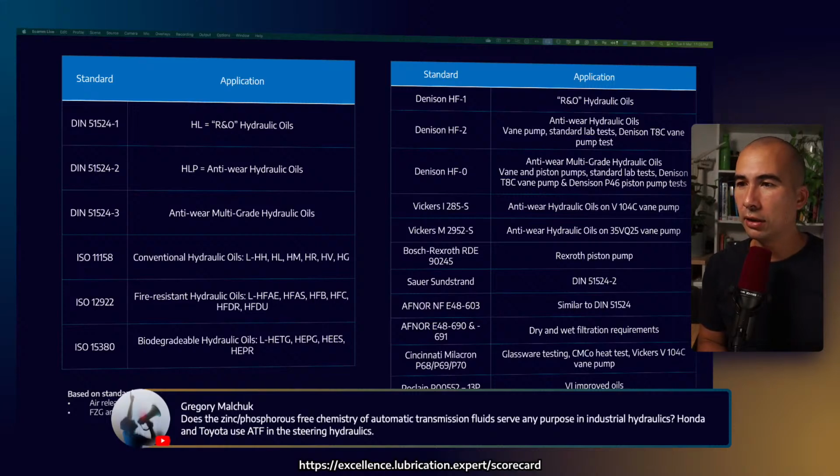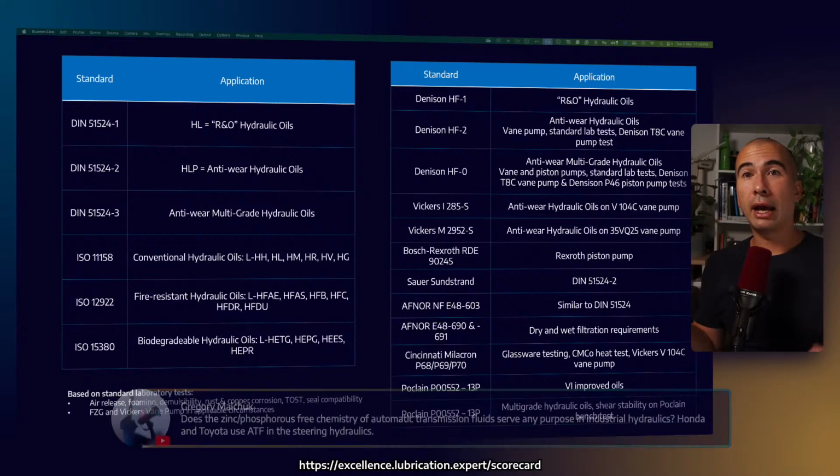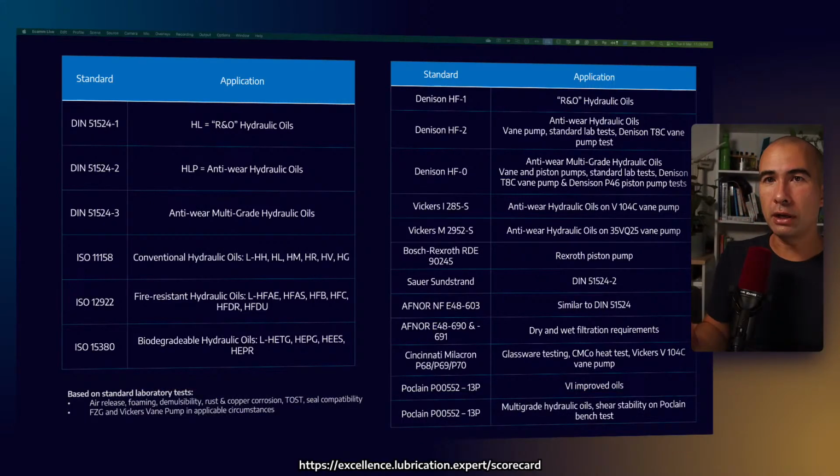Does the zinc-free chemistry of automatic transmission fluids serve any purpose in industrial hydraulics? Honda and Toyota use ATF in the steering hydraulics. So why would you want to go with the zinc-free formulation? Like I mentioned, sometimes at high temperatures, the zinc molecule can actually break down and you get the formation of sludges. So in hydraulics, where is that really important?